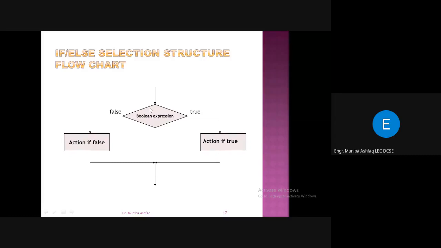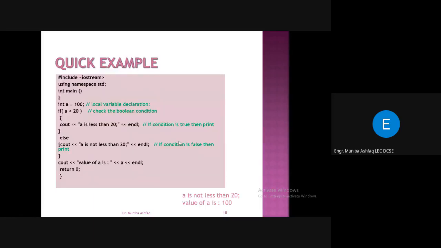But in if else, this is the main difference, that in the false path, we have some other actions to be performed. So if it's true, it follows this path. If it's false, it follows this path. And in both the paths, we have some actions to perform. So here is a quick example of if else statements. It's very simple. The if statement is the same, just you have to write the else statement as well.